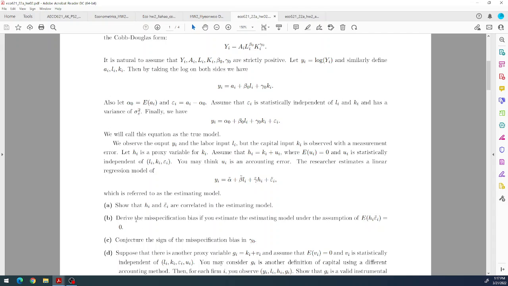And here, another thing, it's my fault. I should have been more concrete. The misspecification bias here, I meant the difference between beta tilde and beta 0. So when you replace k with h, beta tilde may be different from the true value beta 0. That's what I meant by the misspecification bias. Most of you have done really well. And then conjecture the sign of the bias. Telling the sign is obvious in this case because you can derive that the covariance is negative. Because the covariance is negative, you can easily tell the sign of the misspecification bias.